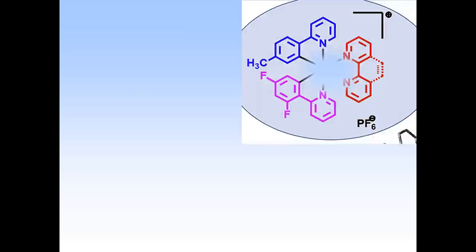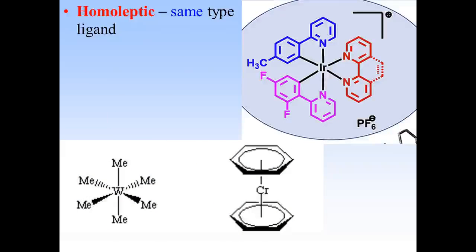Here is another type of classification. One is called homoleptic and another one is called heteroleptic. In the first case, that is with the iridium, there are 3 different kinds of ligands present, and those 3 ligands are indicated by different colors. So if different kinds of ligands are present in an organometallic compound, then it is called heteroleptic.